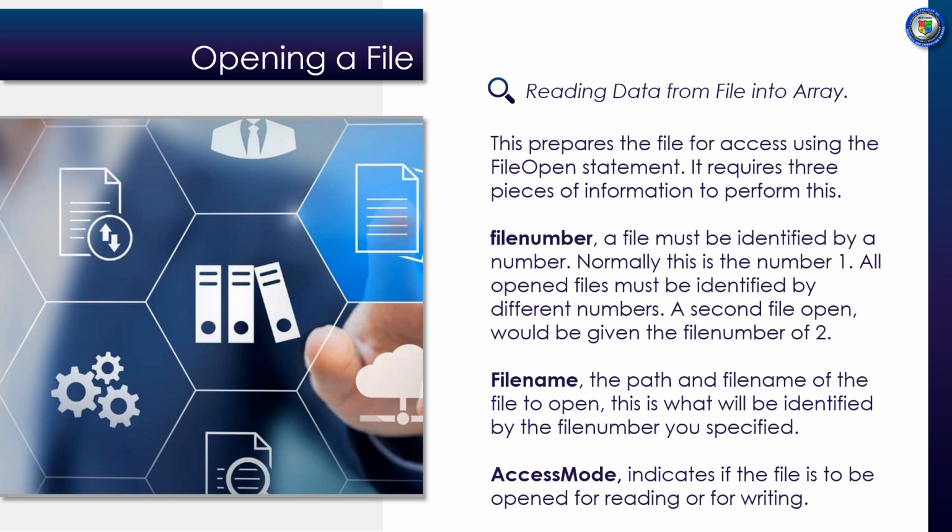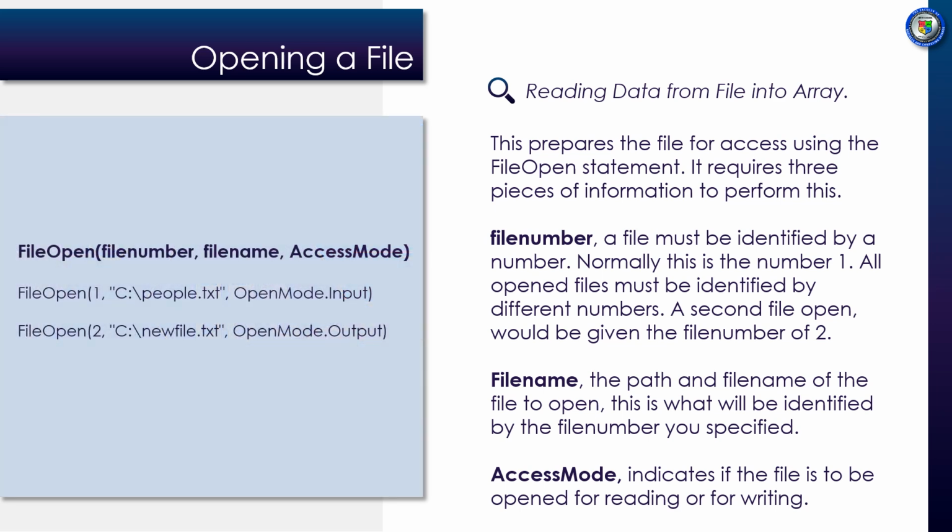They must be given a file name, and that includes the path and file name of the file to open. And this is what will be identified by the file number you specified. And then finally, the access mode, and that indicates if the file is to be opened for reading or writing. We can see examples here.